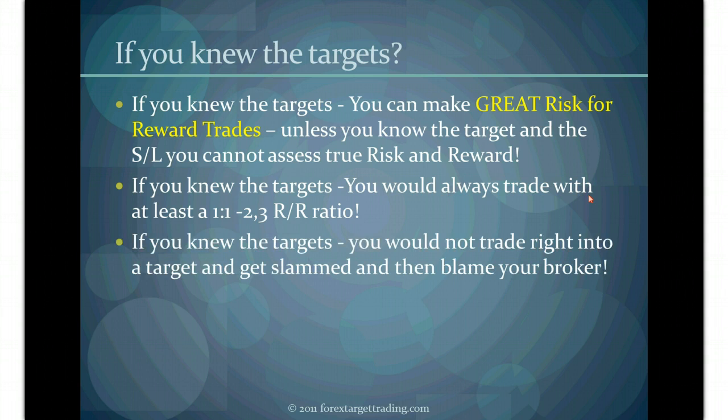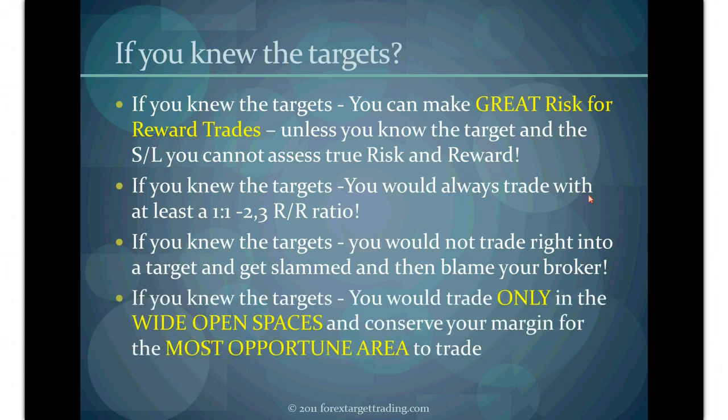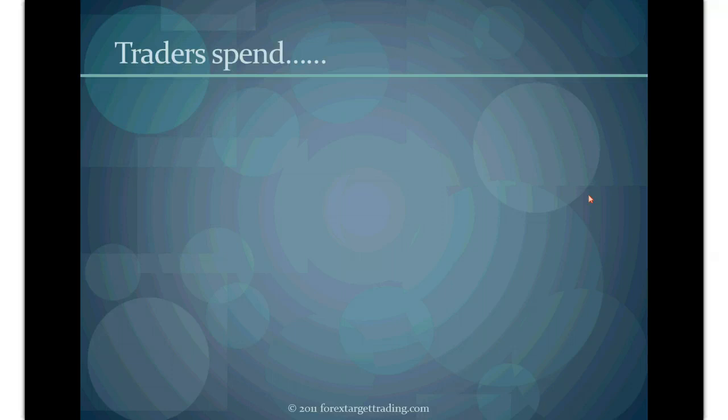If you knew the targets, you would not trade right into a target and get slammed, get stopped out, and then blame your broker. The doggone broker stopped me out again. No, you traded right into a target, a big voice target. Why? Because you didn't have it on your charts. If you knew the targets, you would trade only in the wide open spaces. You would conserve your margin for the most opportune area to trade. And that means you have to learn to wait for your trade to come to you.